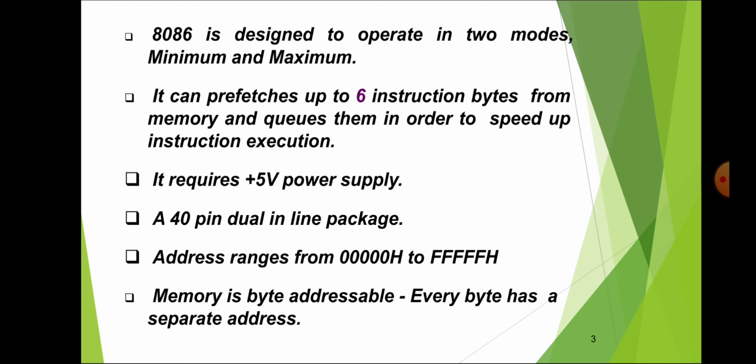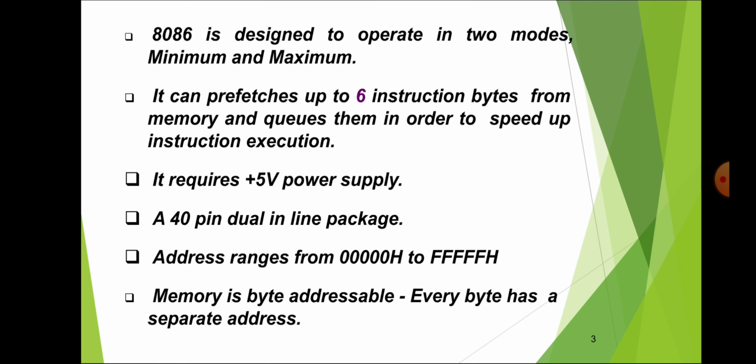Now 8086 is designed to operate in two modes, maximum and minimum. It can prefetch up to 6 instruction bytes from memory and queue them in order to speed up instruction execution. It requires a 5V power supply, a 40-pin dual inline package, and the address range is from 00000H to FFFFFH. Memory is byte addressable, every byte has a separate address. Now, you might understand some points or you might not, but at the end of the lecture, I hope you come back to these two slides, and I guarantee that you will understand each and every point.